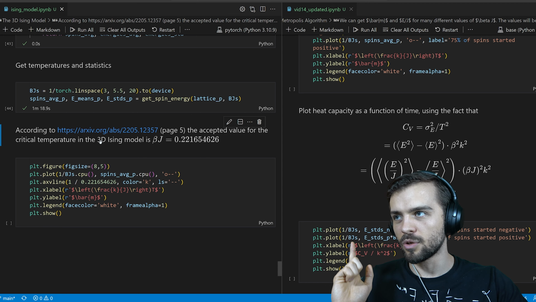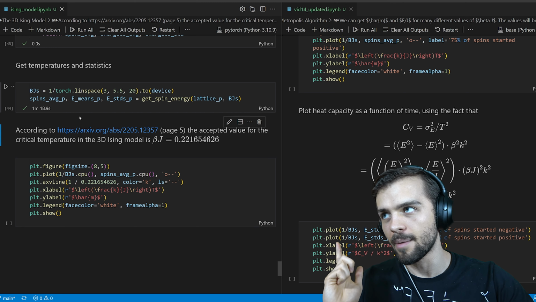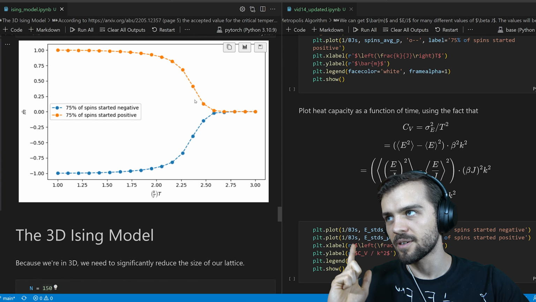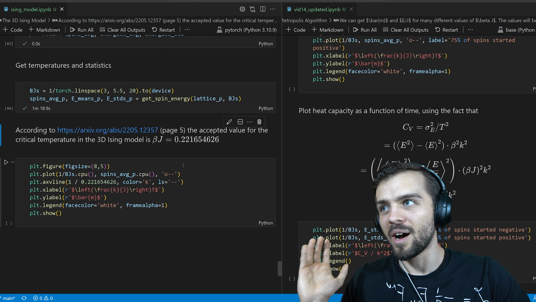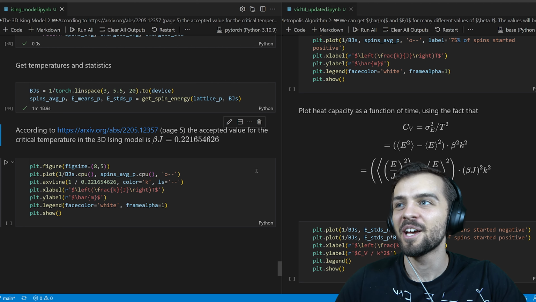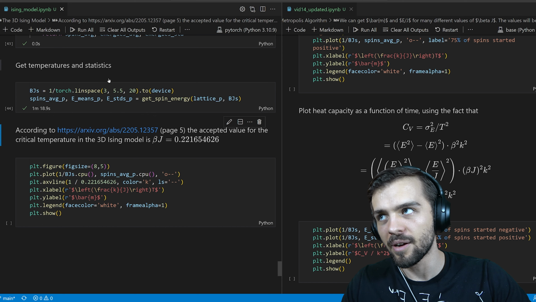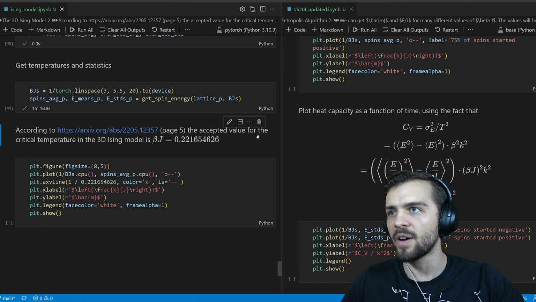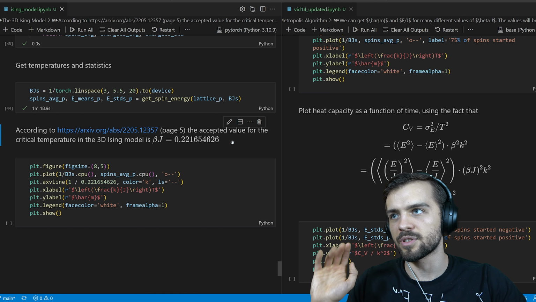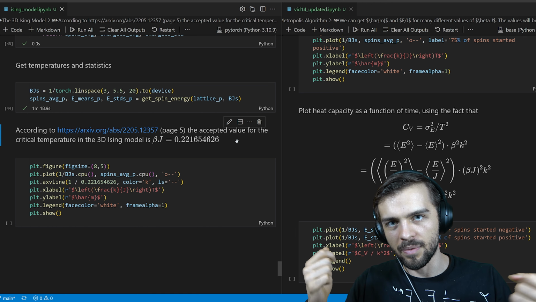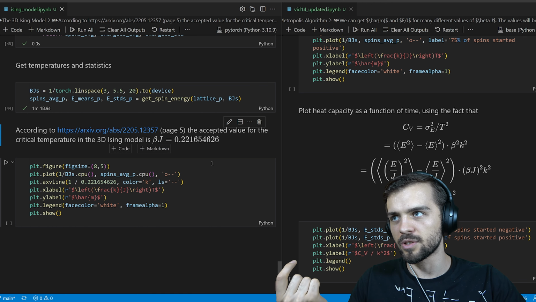And by the way, the 2D Ising model, it turns out you can analytically solve for that critical temperature, or the temperature where this switches here. In 3D, I don't know why, I'm not that smart to understand, but you can't solve it analytically in 3D. So you have to simulate it numerically like we did here. And the accepted value for the critical temperature, according to this paper, is beta j is 0.221654626. So they do a bunch of simulations with different lattices, and you can get an accepted numerical answer for what the temperature is where it switches.